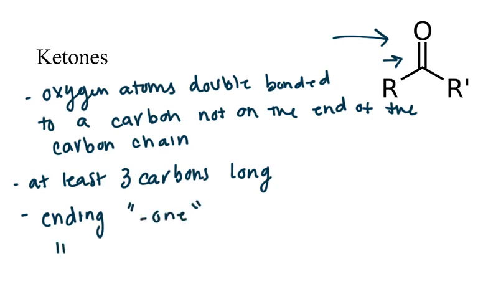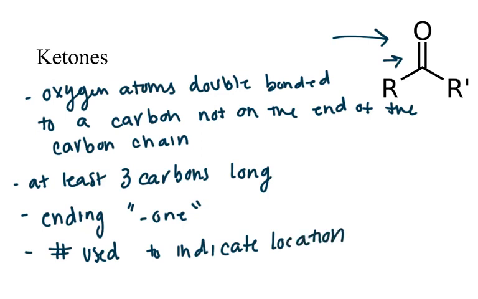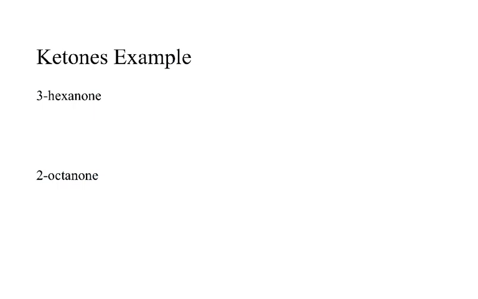Okay, and again, because these are not on the first carbon, it's somewhere in the middle, we're going to use a number to tell us where it is. Indicate the location of the oxygen. Okay. So, ketone examples. So, 3-hexanone. The one is telling us that it is a ketone. Hex is telling us that it is 6.